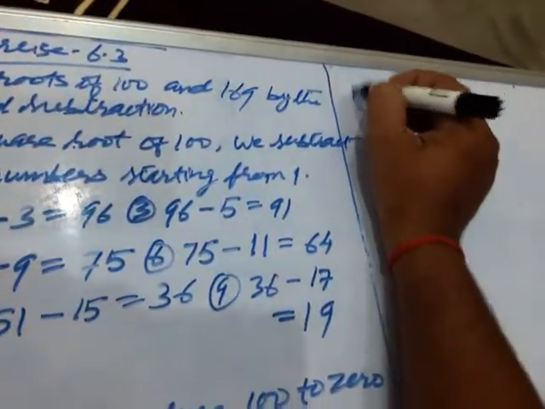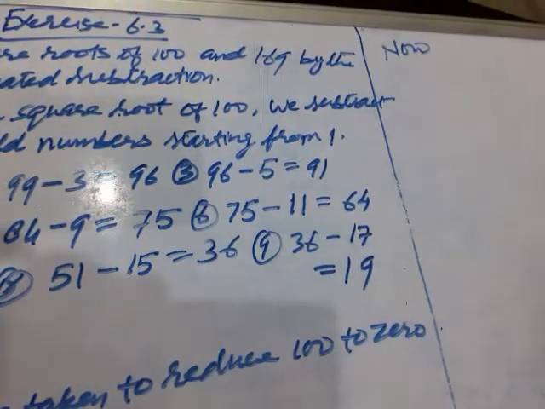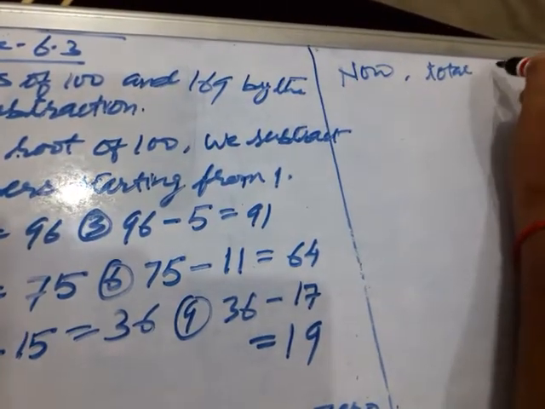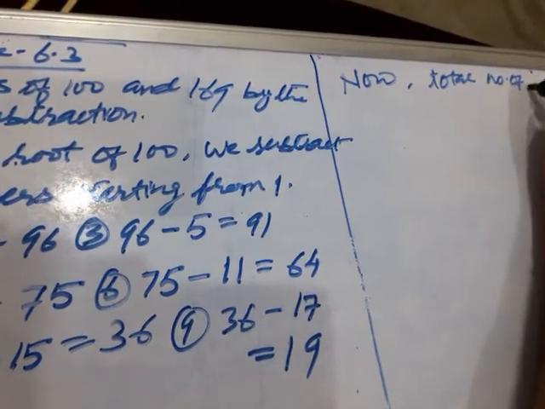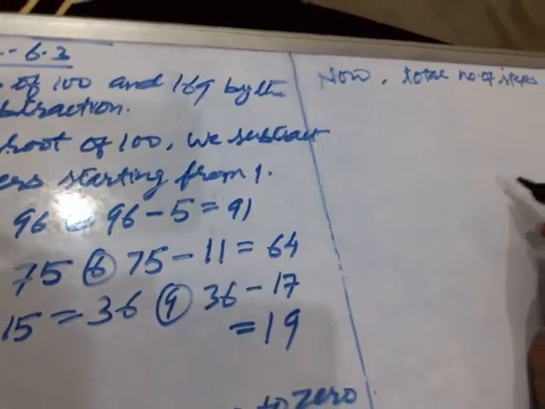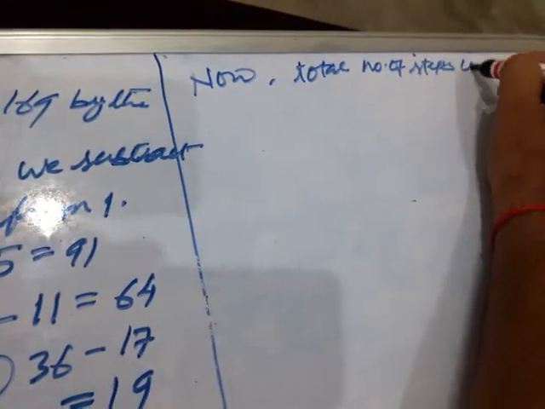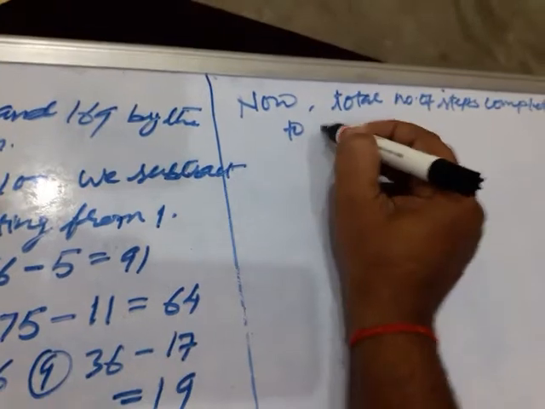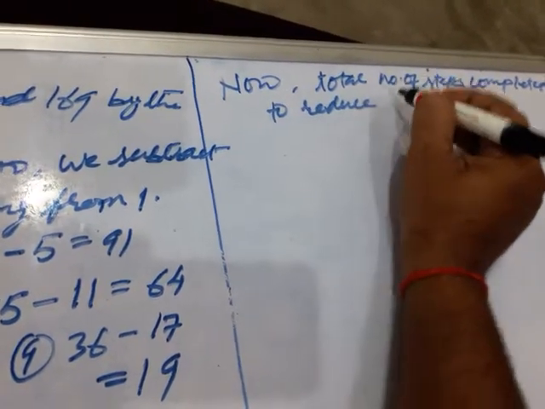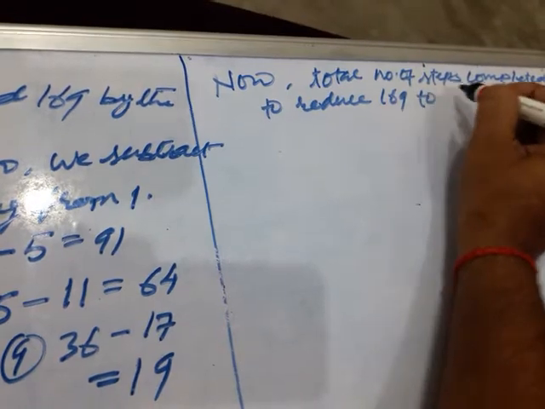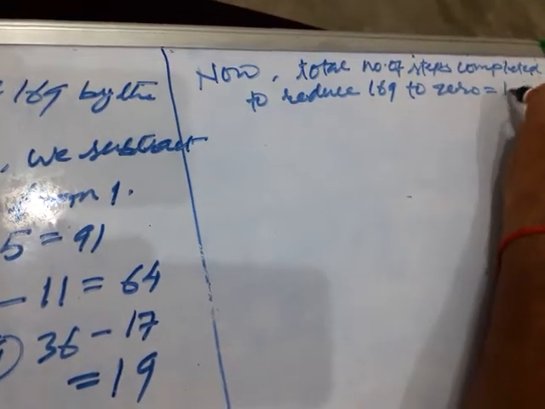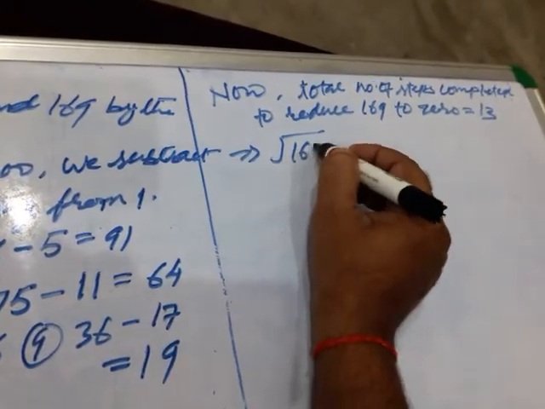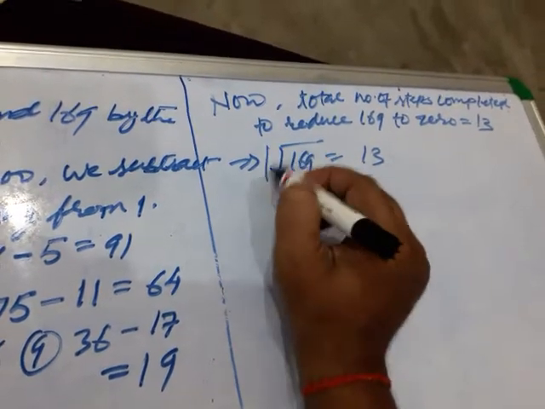Now, the total number of steps completed to reduce 169 to 0 is equal to 13 steps we have taken. This implies that the square root of 169 is equal to 13, and this is the answer.